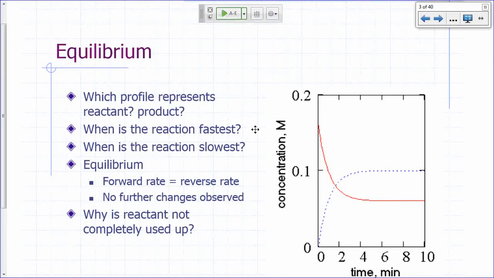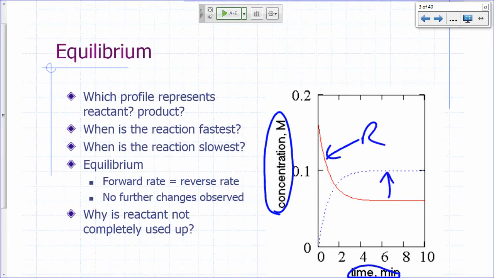Typically, when you have a reaction, the profiles for the reactants and products would look like this. This is concentration of reactant or product versus time. Which curve here would represent the reactant and which one would represent a product? The red curve would represent the reactant, and the blue curve would represent your product.